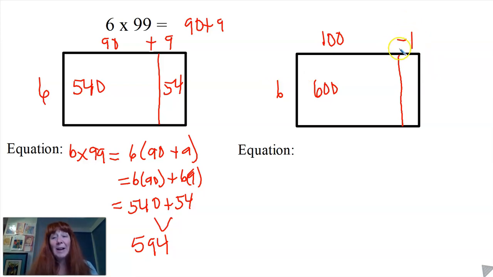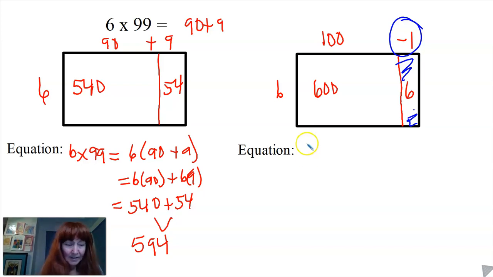Let's just think about subtracting it, but it's 6 times 1 is 6. So this time I'm going to pay attention and I'm going to say I'm not adding. I know 6 times 99 is not 606. I'm actually going to take away this distance. So it's kind of weird, but let's see what it looks like.